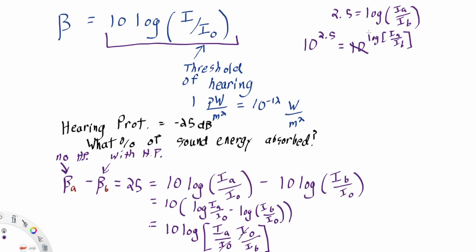But here, 10 to the power of log, they will cancel out. And so we just get 10 to the 2.5 equals IA over IB. And 10 to the 2.5 is something we can plug into our calculators. So without the hearing protection, the sound has 316 times more energy than with it.